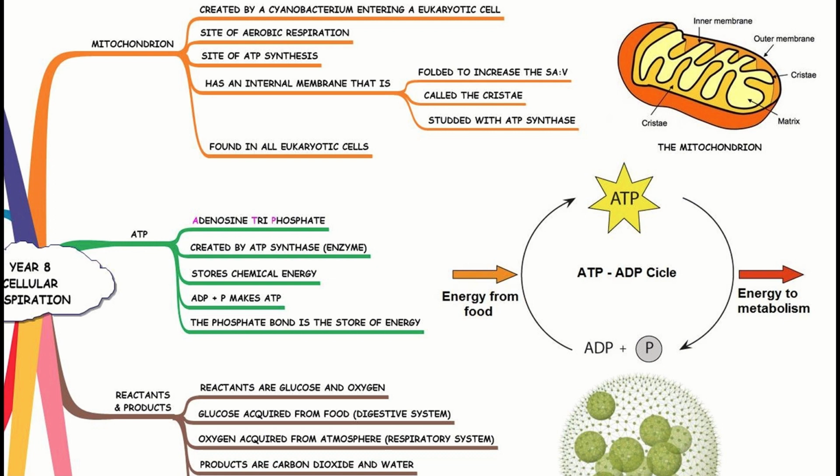All right, now we get up to the mitochondrion. Now, the mitochondrion was formed by a bacterial cell entering a eukaryotic cell and staying for dinner. It is the site of aerobic respiration. It's also the site of ATP synthesis because another 36 ATP are made per glucose molecule. It has an internal membrane that's highly folded, and that internal membrane is called the cristae, and it is studded with the enzyme that makes ATP called ATP synthase.